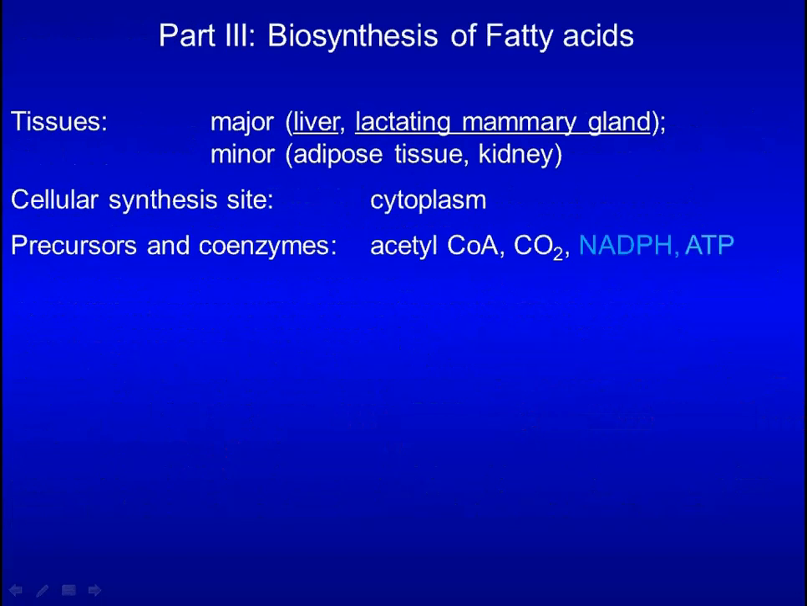Biosynthesis of fatty acids occurs mainly in the liver, lactating mammary gland, and to a lesser degree in adipose tissue and kidney. Inside the cell, fatty acid synthesis occurs in the cytoplasm. It uses acetyl-CoA and carbon dioxide as precursors and uses NADPH as a coenzyme. Fatty acid synthesis consumes ATP.